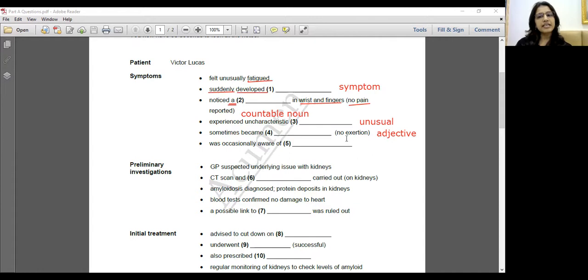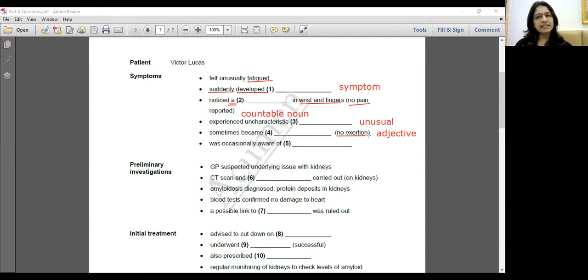Now here it says no exertion. So which complaint do we usually relate with exertion? Yes, there are certain complaints which we often relate to exertion. We try and find out whether these problems are happening because of exertion or without exertion. What are those? Tachycardia, tachypnea, flutter, fibrillation, breathing difficulties.